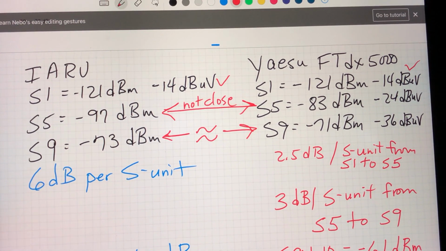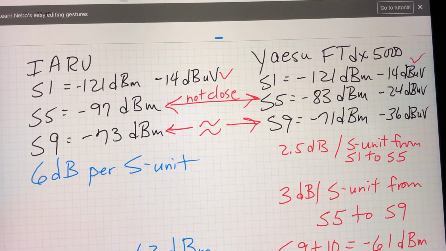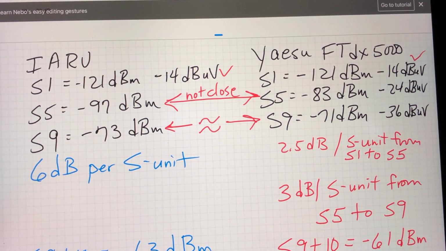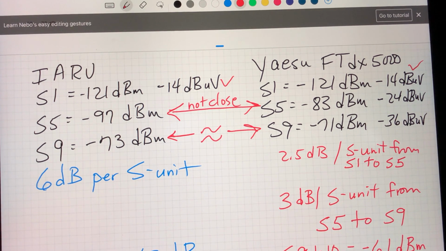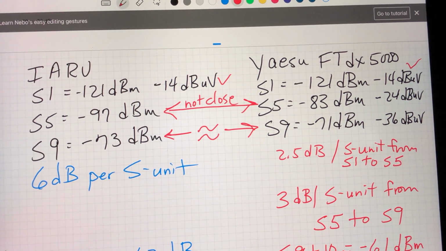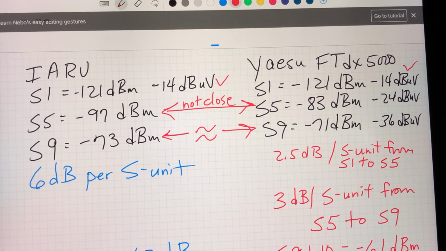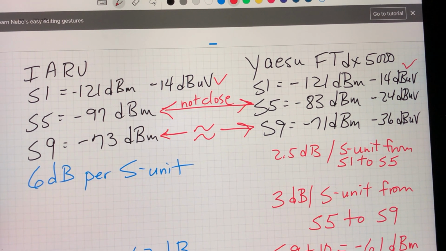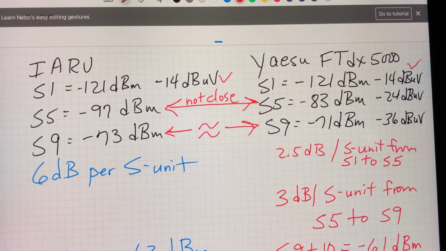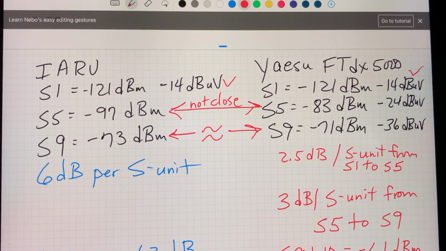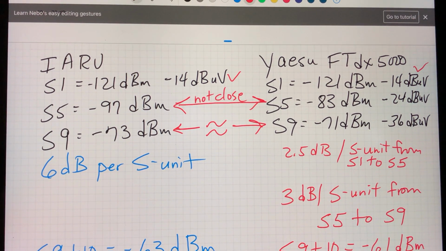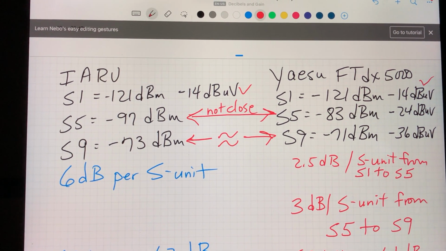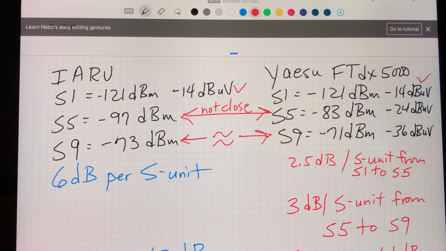So there's the IARU standard on the left. S1 equals negative 121 dBm or negative 14 dBuV. We'll just stick with dBm to make this simple. Well, look, on the right is the FTDX 5000, and it does happen to be calibrated to where S1 equals negative 121 dBm, so we're all good there. But according to the IARU, an S5 should be negative 97 dBm. Now, let me explain. The less negative is positive. It's a good thing. By going less negative, you're showing a stronger signal. So S5 is negative 97 dBm.